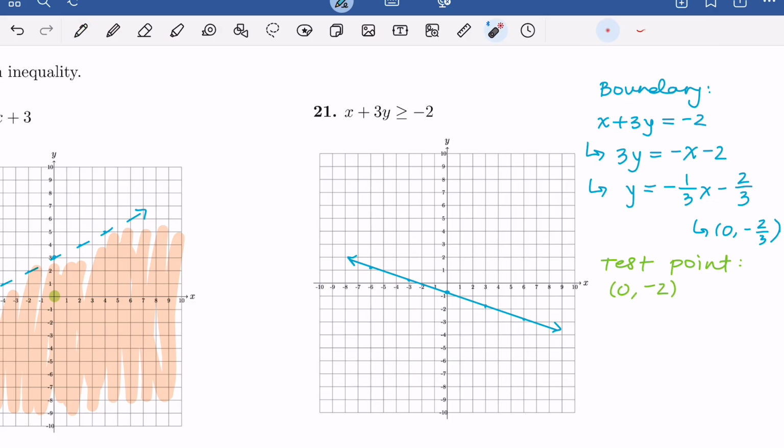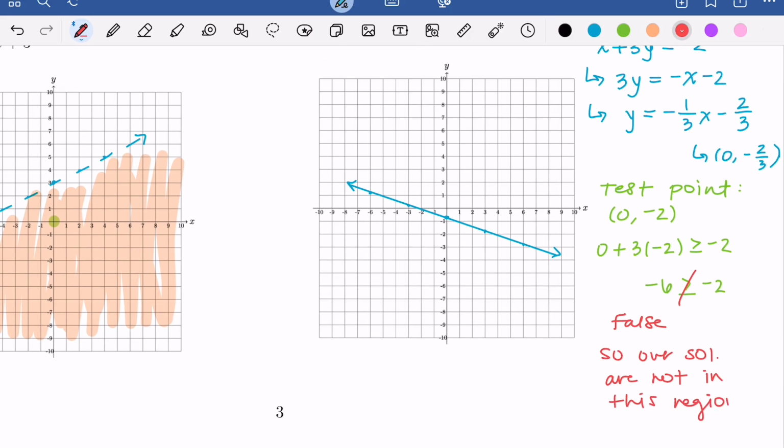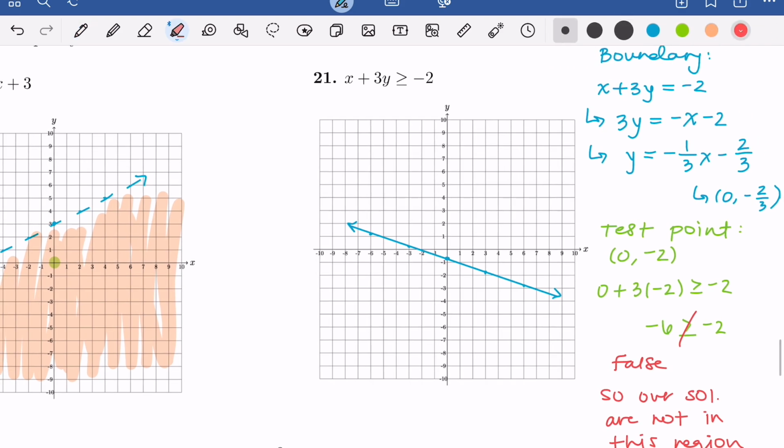We're going to plug this into our original inequality here. So x is 0, and then y is negative 2. All right, so on the left-hand side, we're going to get negative 6, and then we get that negative 6 is greater than or equal to negative 2, which we know is not a true statement. So this is false. This means our solutions are not going to be in this region. So this point does not satisfy our inequality.